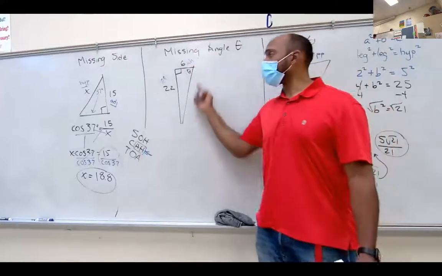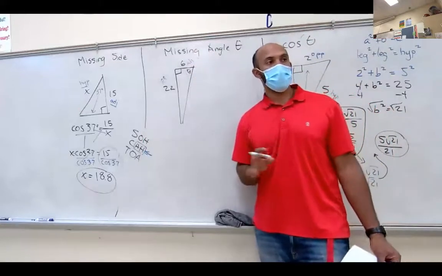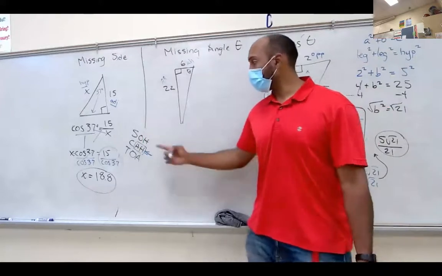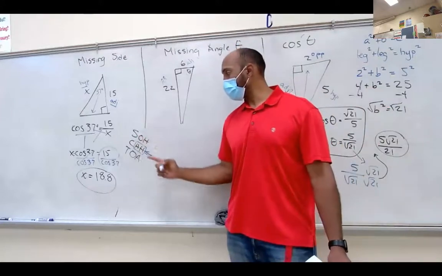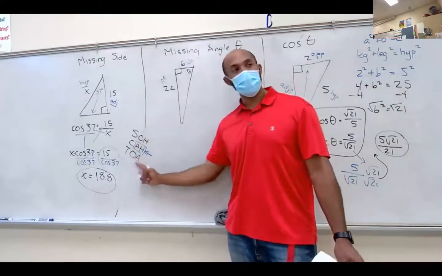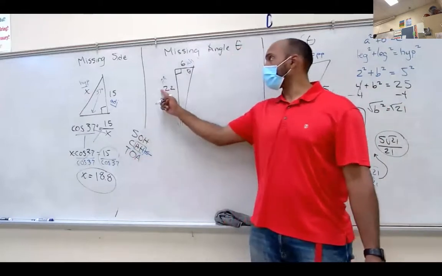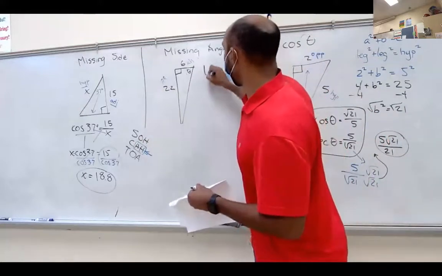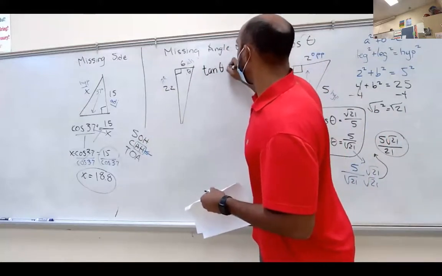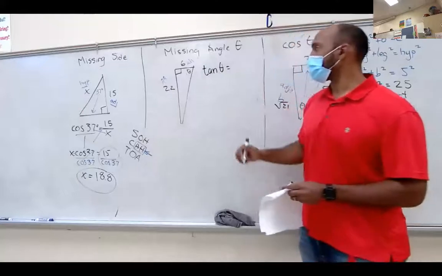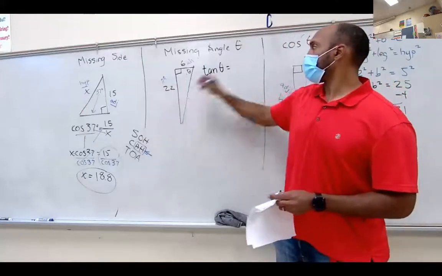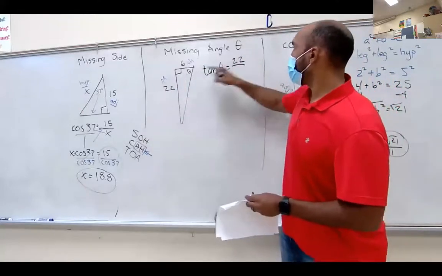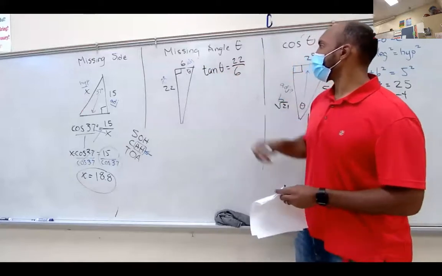Okay, so the hypotenuse is right here. We're not using that. So that means we're not using either sine or cosine because they both need the hypotenuse. We're using tangent, opposite over adjacent. Okay, so now tangent of theta, the angle, is equal to opposite, 22, over adjacent, 6.